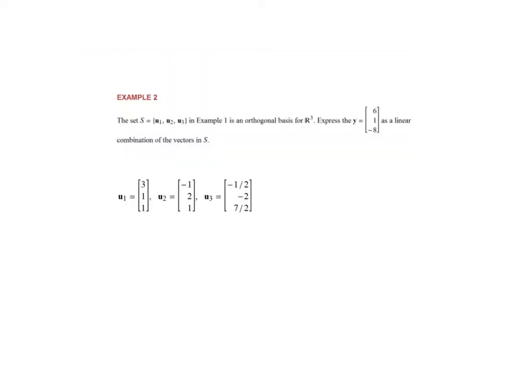Now, in example 2, we use the formula that we were just given on the previous slide, and we have our orthogonal basis from example 1, and we need to write y as a linear combination of the vectors in S, and we're going to do that using the formula. So what we need is a few different dot products to find each scalar. What we'll do on the right here is take y dot u1 and u1 dot u1. First, compute those two dot products.